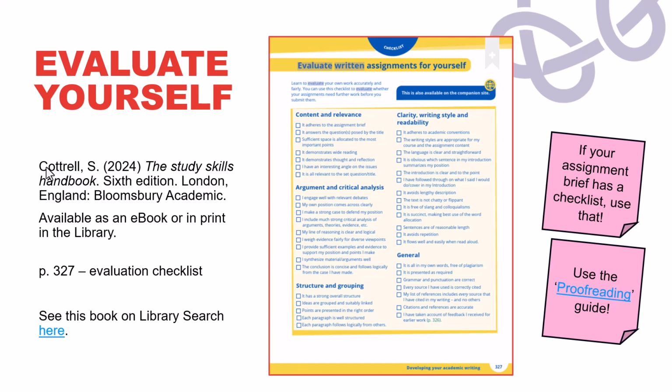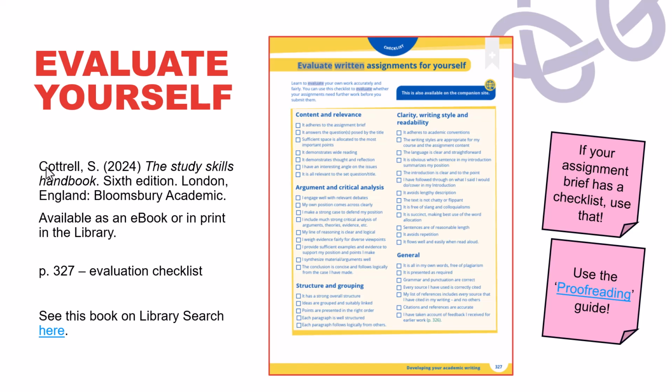Now, once you finish writing, before you hand it in, make sure you're evaluating your work. If your assignment brief has its own checklist, then use that, because that's tailored for that assignment, so that will be perfect. If it doesn't, then you can use a generic one, like the one on the screen. This is from the Study Skills Handbook by Stella Cottrell. It is on page 327 of that book, which is available as an ebook or in print via the library, and you can find it on Library Search.